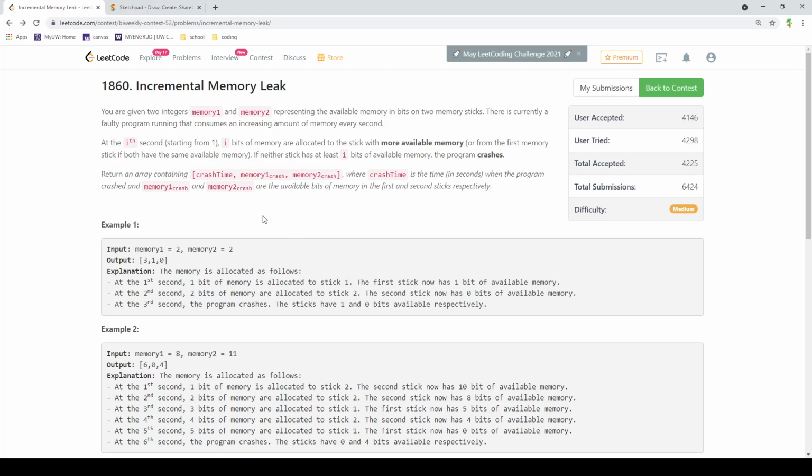And you're supposed to return after how many seconds it will crash, and how many bits of memory are available in the first stick and the second stick at the time of the crash. So while this problem may seem a little bit difficult to figure out where to start at first, it's actually really simple. You can just simulate exactly what happens second by second, and then just return the results after the simulation.